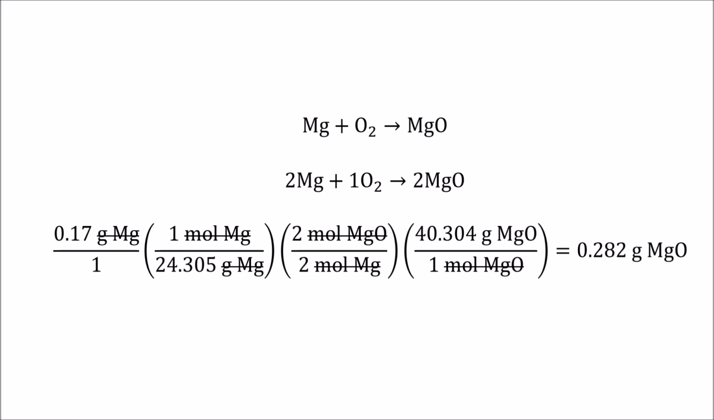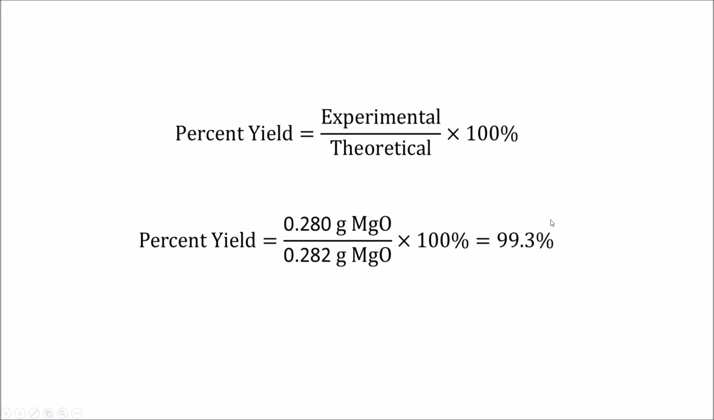I was pretty surprised by this result. And so we plug this newfound knowledge into our percent yield for our theoretical value. And so we get 0.282, we divide that, we multiply by 100%, we get 99.3% yield, which is great. The closer you are to 100, usually the better. That means that your experiment really lines up with your theory.